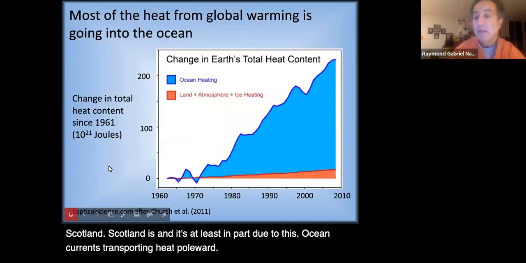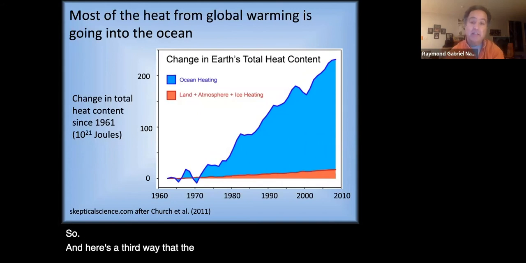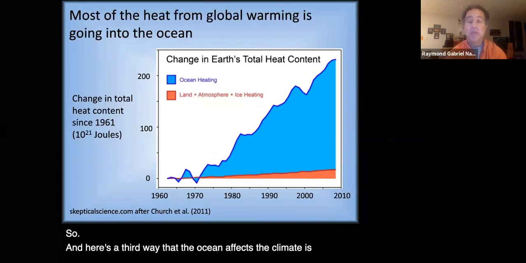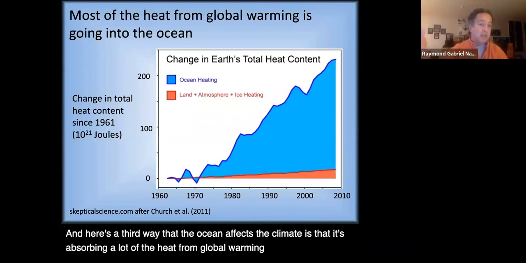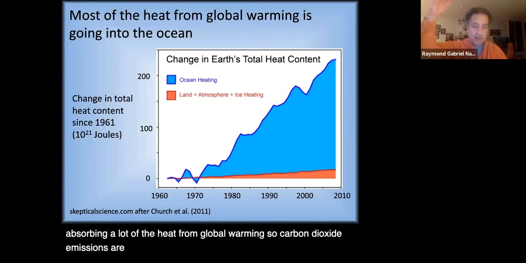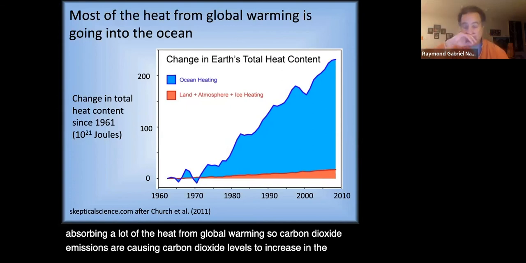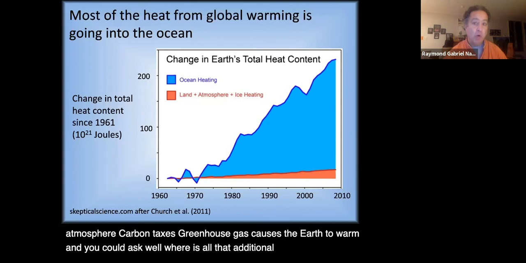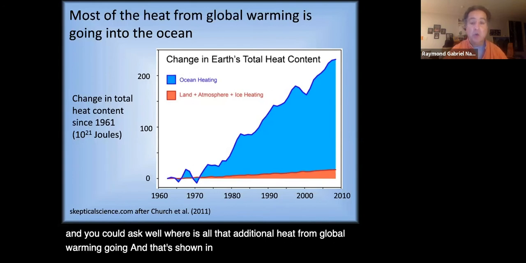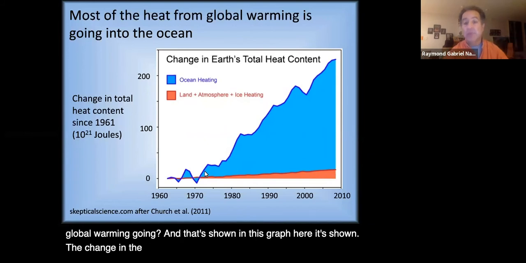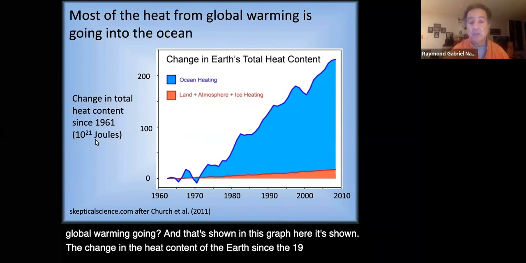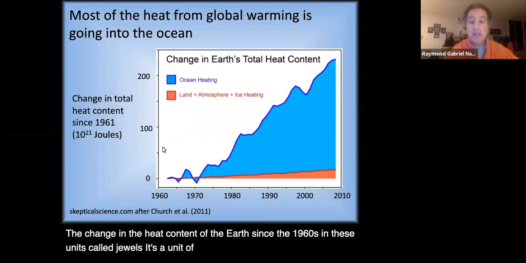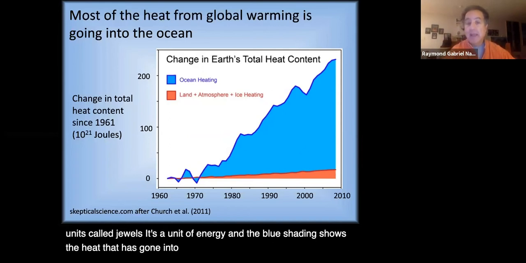And here's a third way that the ocean affects the climate: it's absorbing a lot of the heat from global warming. Carbon dioxide emissions are causing carbon dioxide levels to increase in the atmosphere. Carbon dioxide is a greenhouse gas, causes the Earth to warm. And you could ask, well, where is all that additional heat from global warming going? That's shown in this graph here. It shows the change in the heat content of the Earth since the 1960s in these units called joules, a unit of energy. The blue shading shows the heat that has gone into the ocean, and the red shows the heat that's gone into basically everything else: the land, the atmosphere, and the ice.